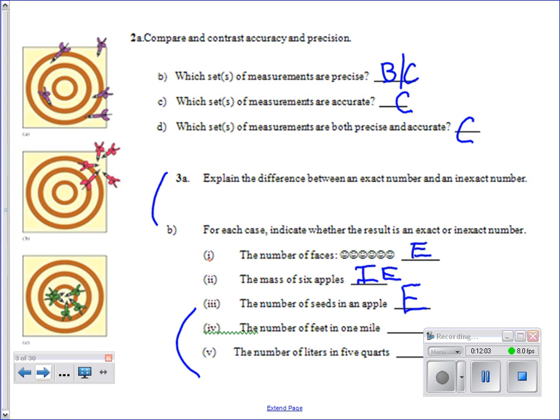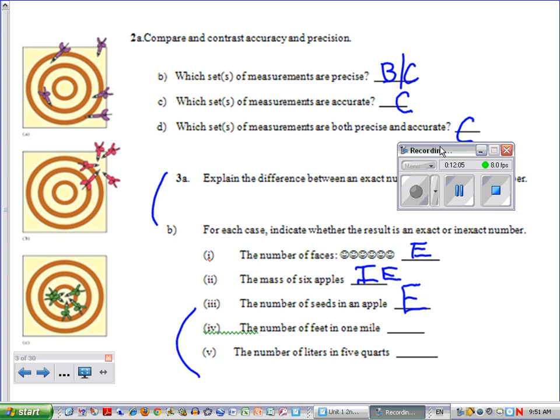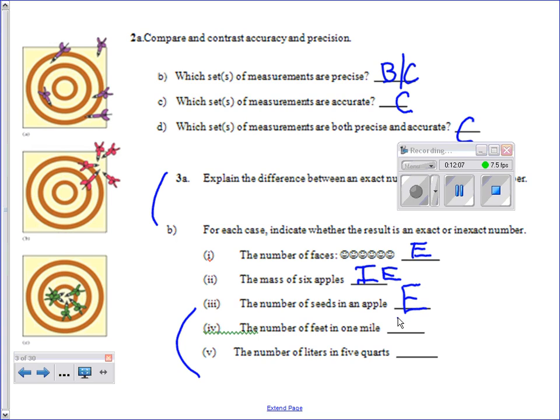So number of feet in 1 mile. That is American to American, so that's exact. The number of liters in quarts, we're going from metric to American. Inexact. Y'all got that? But at the end of the day, when we do sig figs, I only want you to use given numbers. I do not want you to use conversion factors.